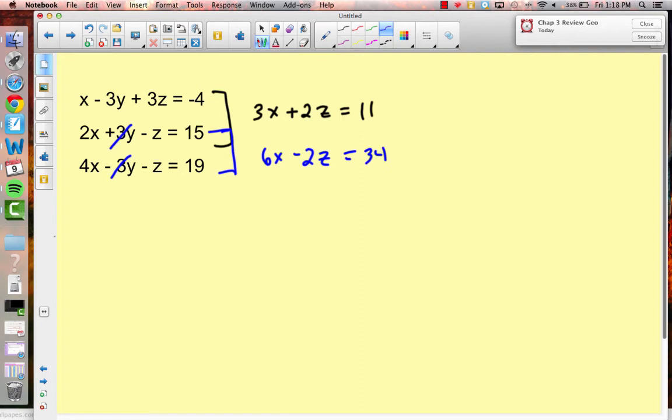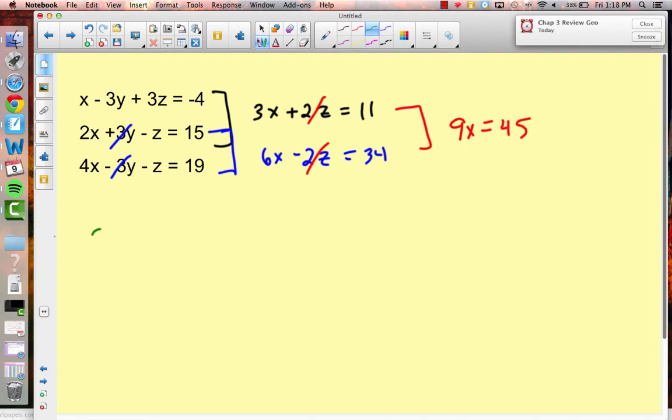So what I've done, in the top and the middle and the bottom, is cancel out all the y's. Now I've got equations that are only x's and z's, and I can do elimination again to simplify it further. Notice that the z's are already the same number and opposite signs, so I would cancel out the z's. I don't have to multiply by anything, so I'm going to add my equations. 3x and 6x is 9x. My z's cancel. And 11 plus 34 gets me 45. So 9x equals 45, and now I can solve for x.